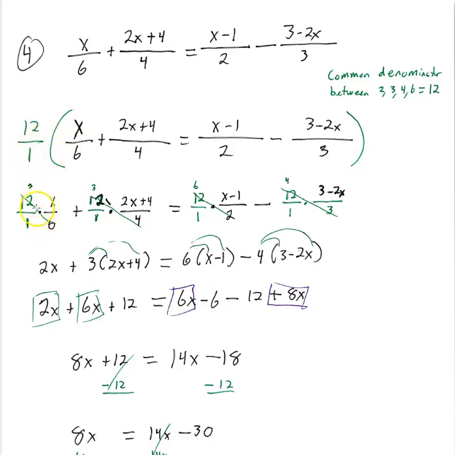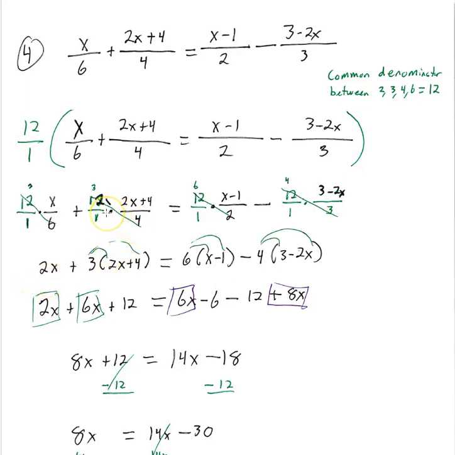So let's take 12 over 1 times x over 6. Watch what happens. I go between the 6 and the 12, and I say 6 can go into 6 one time, 6 can go into 12 two times. So all I have left is 2x over 1, or 2x. Notice I cleared the fraction. It's now a whole number and nothing on the bottom.